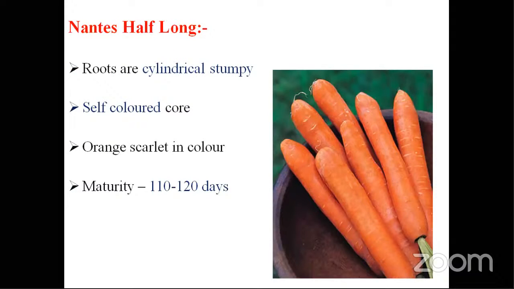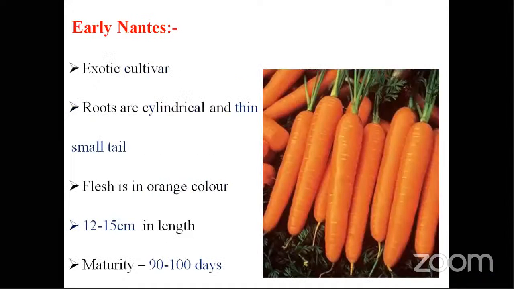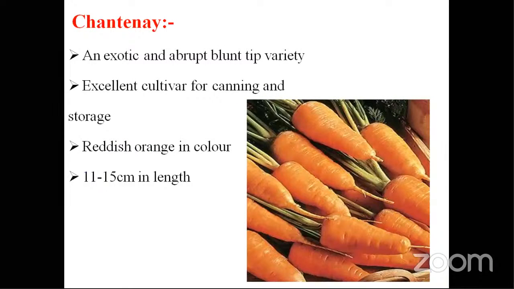Which is Nantes, already we have seen that they are short stumpy roots. So here also it is cylindrical short stumpy roots which are orange in color. And nextly early Nantes, the Nantes itself is exotic. So specifically mentioning early Nantes is exotic is nothing, but generally Nantes itself is exotic. Roots are cylindrical and thin, small tailed, and 12 to 15 centimeters. As I have already told, half long varieties are generally 12 to 15 centimeters maximum. And the Chantenay has a blunt tip. We have already seen in the first images itself. Excellent cultivar for canning and storage because they are small in size.